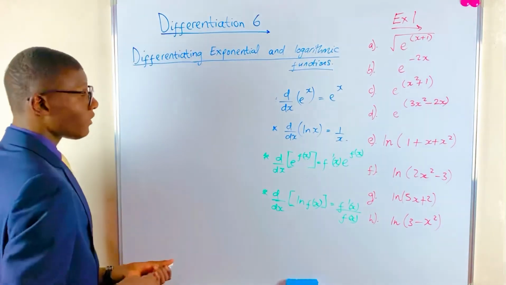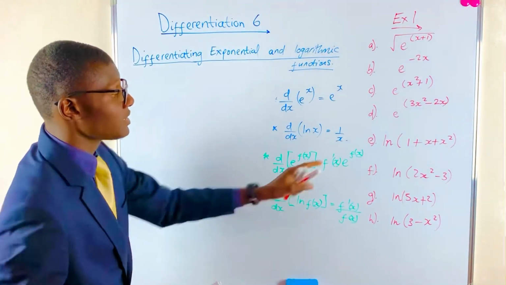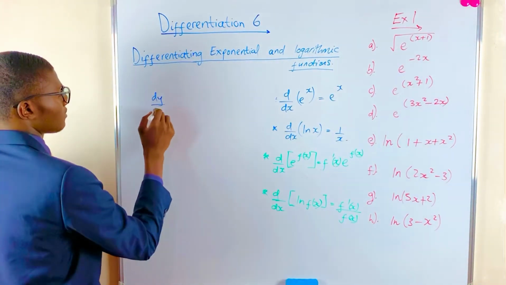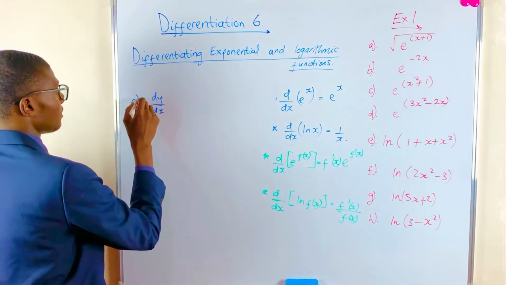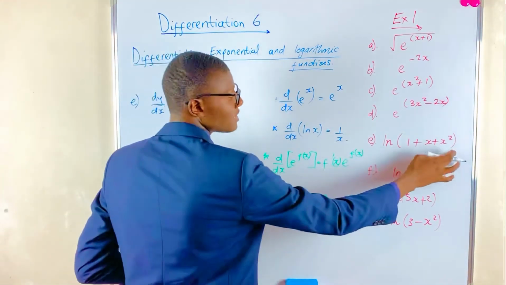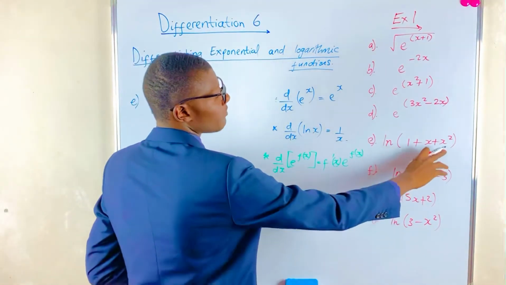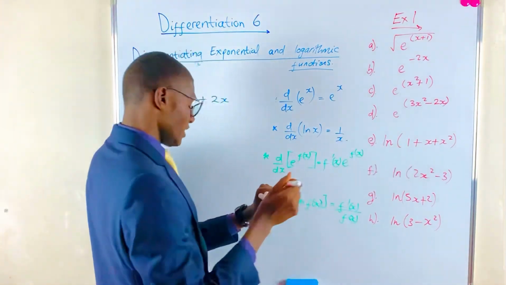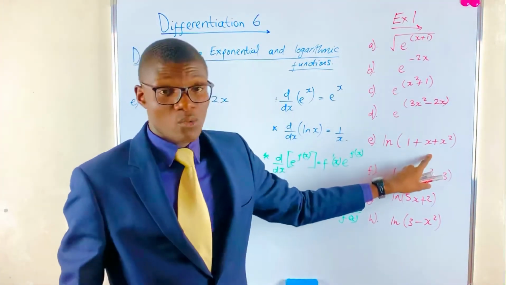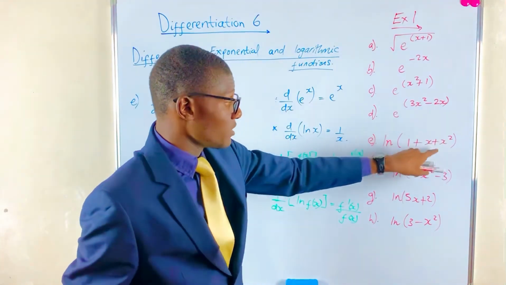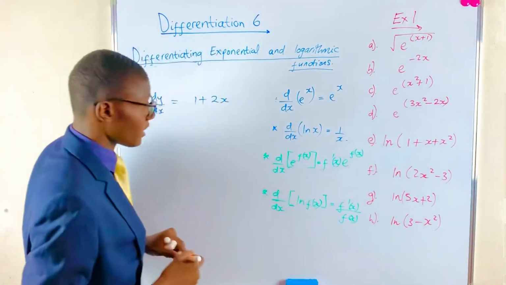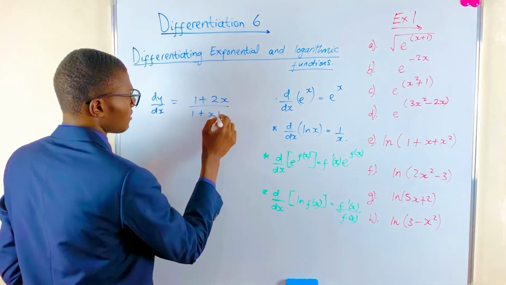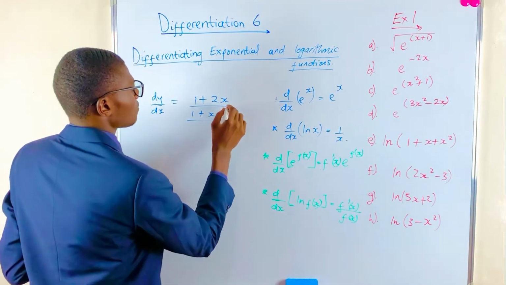Okay, so now for the first one, part E, we see that this is our f of x. So we're simply saying dy by dx, this is for E, is going to be differentiating this f of x, we get 1 plus 2x, because we know when you differentiate 1 you get a 0, when you differentiate x we get a 1. Then when you differentiate x squared, we're dropping the power 2 multiplying by x to get a 2x. So we're saying this over f of x, 1 plus x squared. So this is what we get.